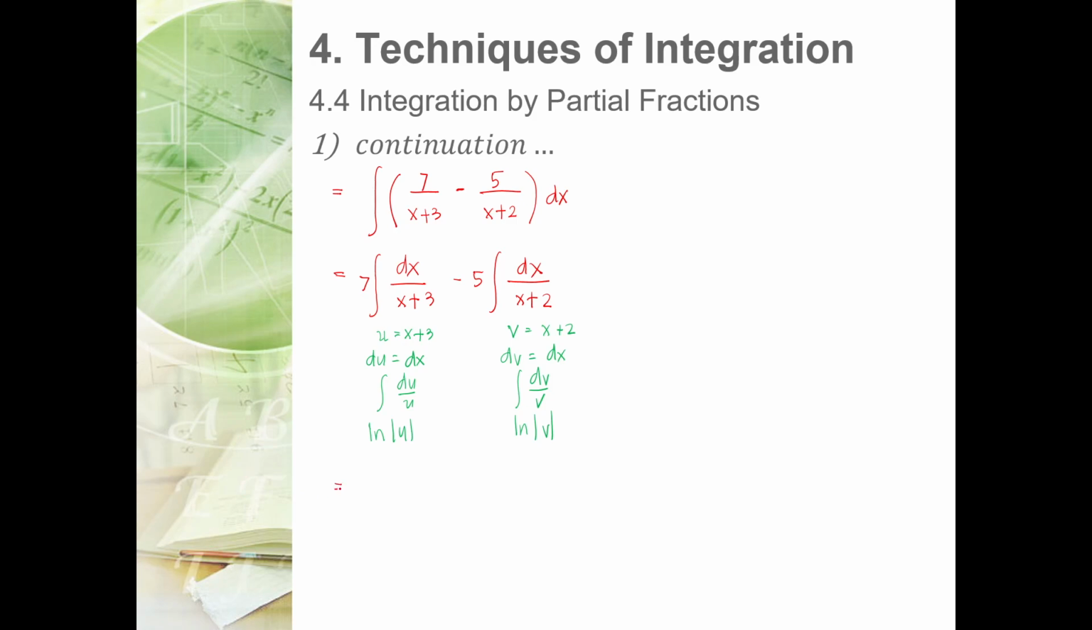Okay, so our final answer would be 7 ln of u, where u is x plus 3, minus 5 ln of x plus 2 plus c. So that is your final answer. Any questions for number 1? This is the partial fractions, and then this is the final answer.